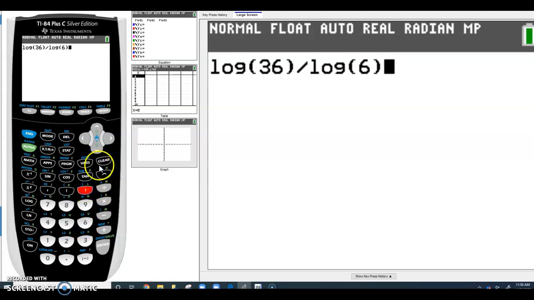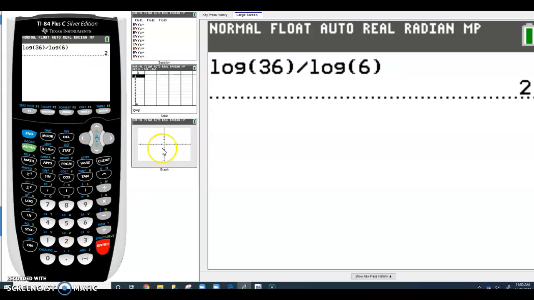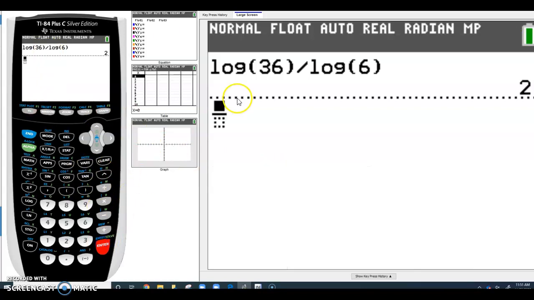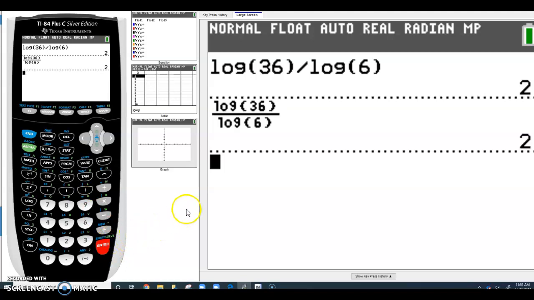Now we know this should be equal to 2 because 6 to the second power is 36, and it's equal to 2. We could also probably do it this way. Choose number 1, press enter, and then do log 36 divided by, let's go down here, divided by log of 6, enter, get 2 that way.